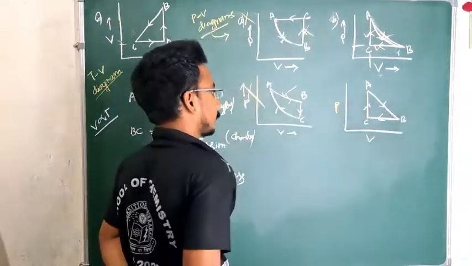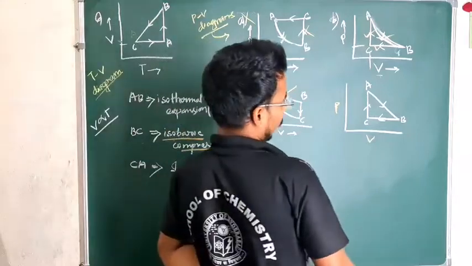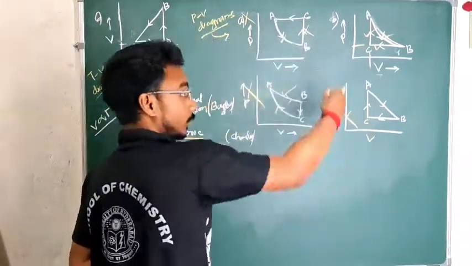So this is not a Boyle's law curve, it is a straight line, linearly decreasing. So this will also not be it. That will be the answer.